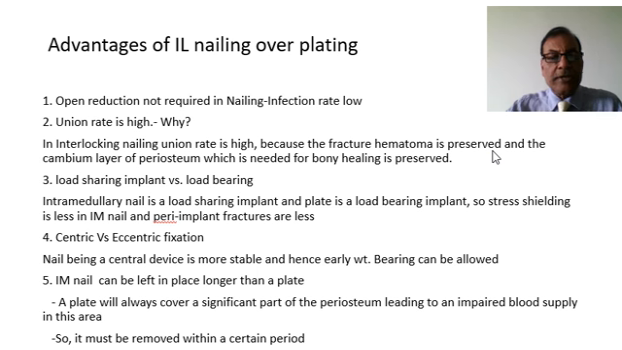Osteogenesis starts there. Also, the cambium layer of the periosteum is preserved, whereas when you apply the plate, this cambium layer of the periosteum at that particular area is destroyed. And this layer lays down new bone. So bone healing is preserved.